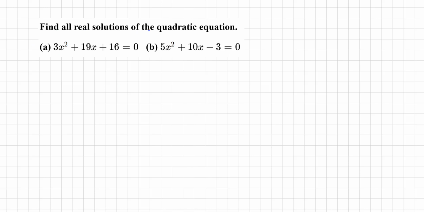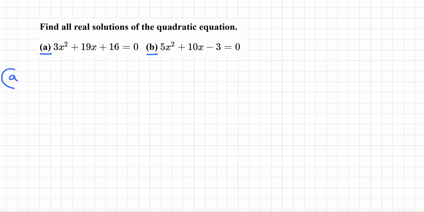Find all real solutions of the quadratic equation. So we got two questions here, A and B. So degree 2, that's why quadratic. So we'll have two solutions counting multiplicities. That means we can have the same solution twice. So let's do part A.